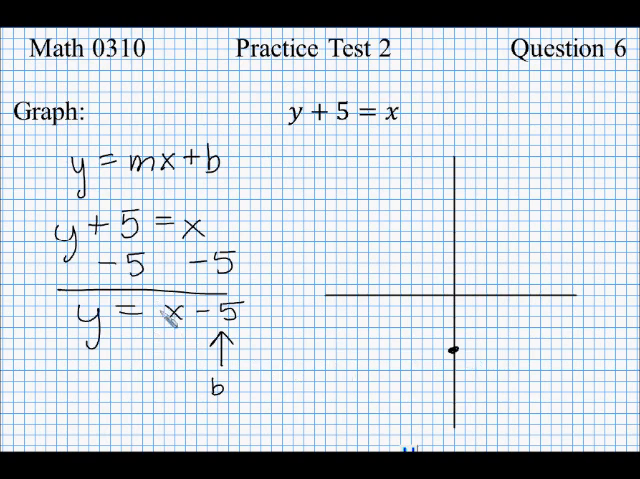And then for our slope, this x is really like a 1x. So our slope is going to be 1 here. M is equal to 1, or if you want to think of it as a fraction for your rise over run, 1 over 1. So from here we would go up 1 and over 1 and draw another point there. That would be a way to do that. And we could then just draw a line through the points there. We're going to get something that looks somewhat like that. And so we can look at our answer choices now based on this, and it looks like we're going to have answer choice B. Answer choice B has the same y-intercept of negative 5 and a slope of 1.